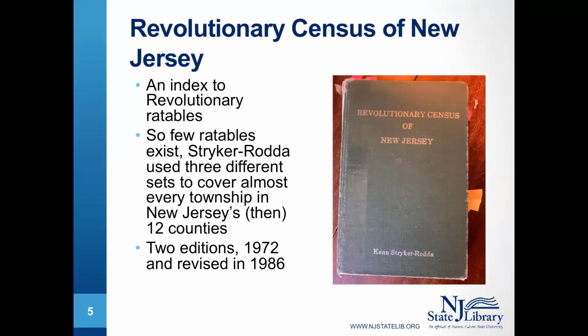Stryker-Rata was interested in covering every known taxpayer during the Revolutionary period, partly because of a lack of a census and partly to identify those who had contributed financial support to the American Revolution. The Revolutionary Census was designed to fill this purpose, with the goal of indexing New Jerseyans on the earliest available Revolutionary ratable for every township in New Jersey. To do so, he cobbled together ratables from three separate periods, so nearly every township is represented by at least one list of heads of household.